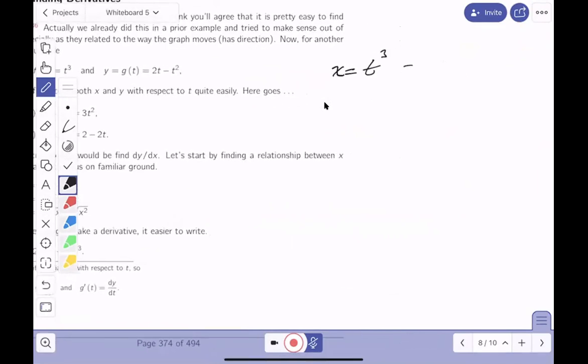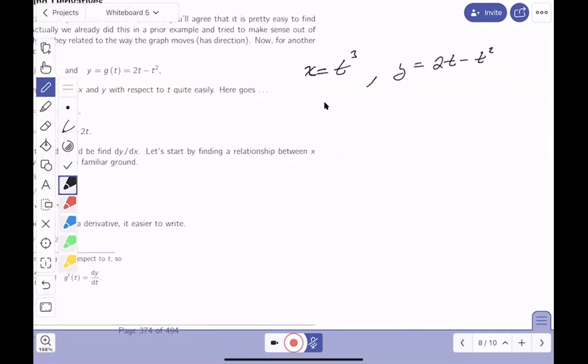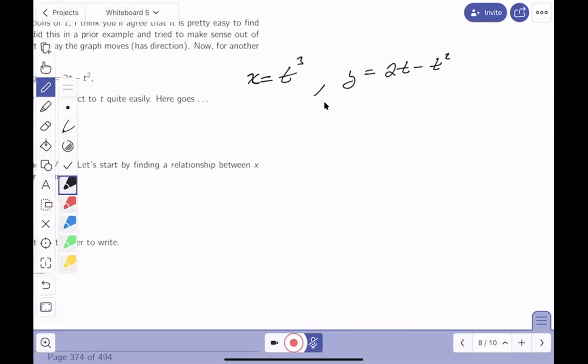And what's y equal to? Y is equal to, whoops, I'm sorry, I put an equal sign that doesn't belong there. And the y is equal to 2t minus t squared. And I think you know that I'm unfamiliar with the parametric, so I need to get myself familiarized with this. And I want derivatives. So what derivatives do I know? I definitely know dy dx.